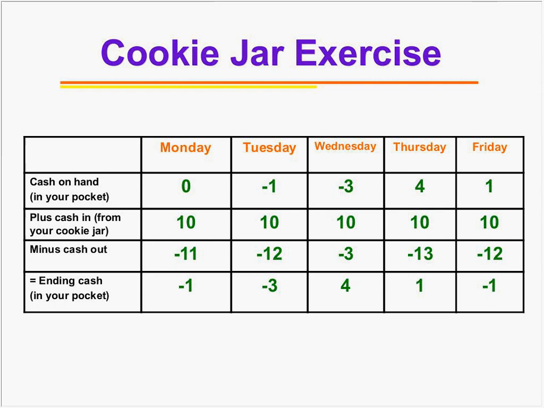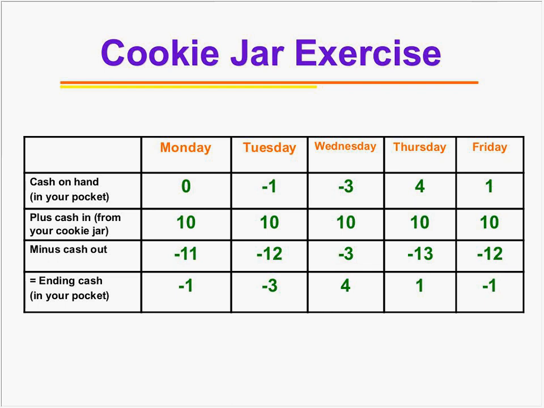Let's see just from this little exercise how this works. By the end of the week, you started out, you were good, plus $1. You put your money in, your $10 from the cookie jar, but with a business, you might have spent more on inventory that day, more than you had. So now you're negative one to finish up. And it just keeps carrying over.